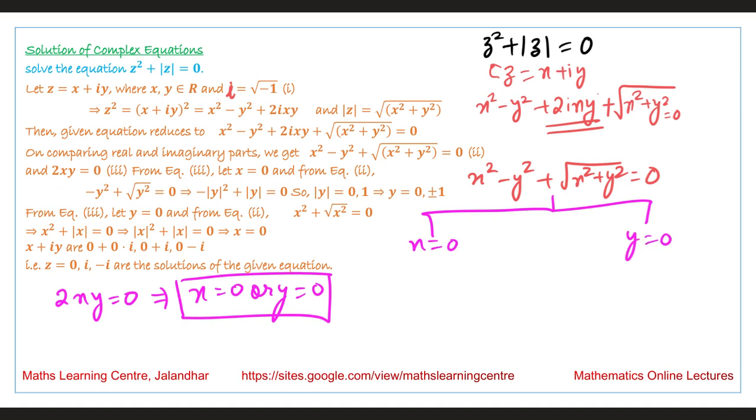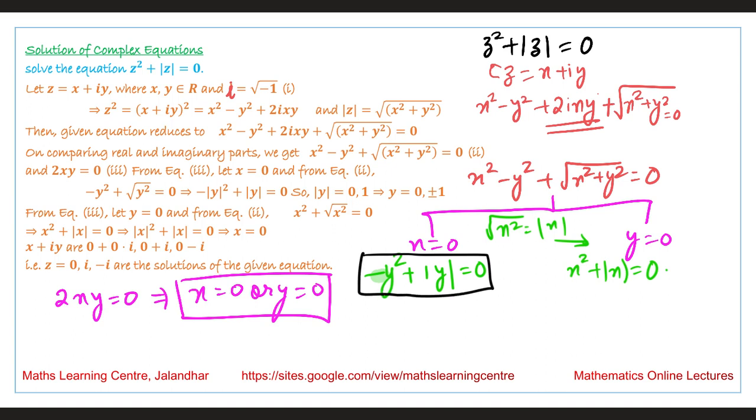Solving the first part, when we substitute x is equal to 0, we get minus y square plus mod of y is equal to 0, and when we substitute y is equal to 0, we get x square plus mod of x is equal to 0. Why mod of x? Because we know that square root of x square is equal to mod of x and square root of y square is equal to mod of y. Now the first equation we can write as minus mod of y square plus mod of y is equal to 0.